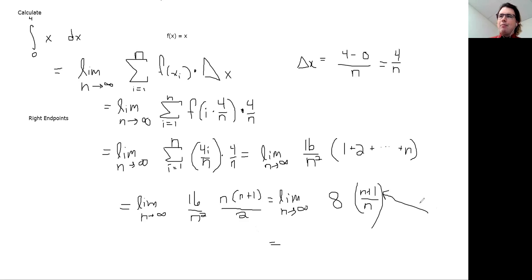How do I know that? Well, I could rewrite it slightly. Nobody ever got hurt from multiplying by 1. So I can just multiply numerator and denominator by 1 divided by n. And that should help show that this limit is the same as the limit of 1 plus 1 over n, all divided by 1, times 8, of course. So this limit is going to be 8.